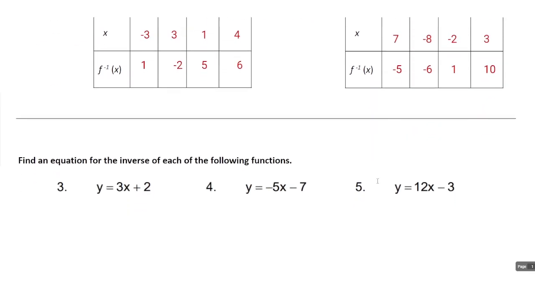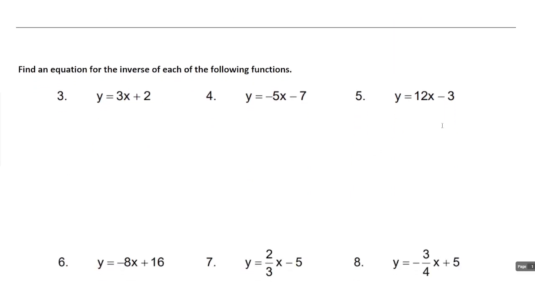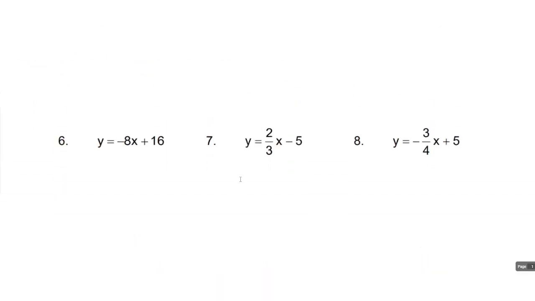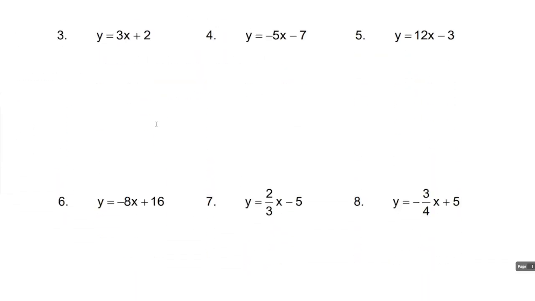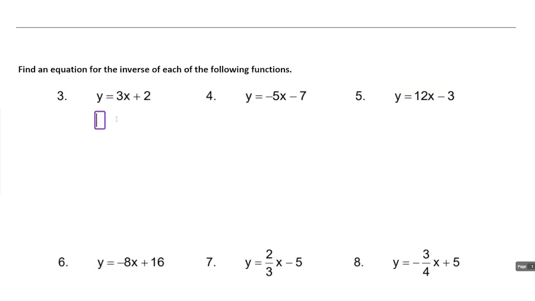So down here we've got some basic linear functions, and we're asked to find the inverse. The goal to find the inverse is to swap x and y and then solve for y. We'll do that for all these problems, and all of these are worked pretty much the same way. The first thing we want to do is swap x and y. So we have x equals 3 times y plus 2.